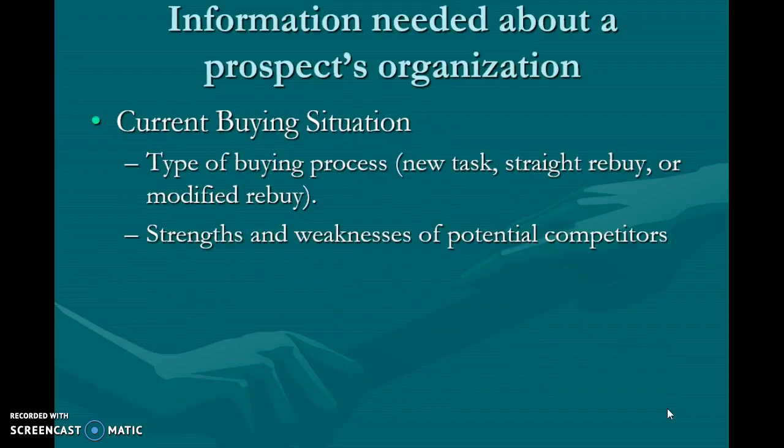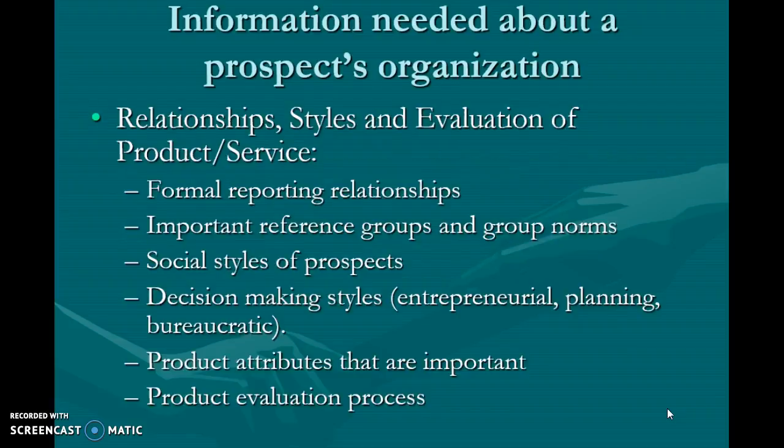Current buying situation. Type of buying process: new task, straight rebuy, or modified rebuy. Strengths and weaknesses of potential competitors. Relationship styles and evaluation of product and service: formal reporting relationships, important reference groups, group norms, and social styles of prospects.